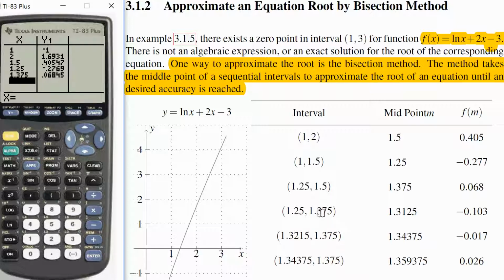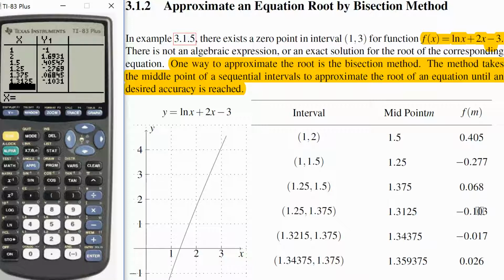And again, what you do is you choose the average of 1.25 and 1.375. Choose the average of these two points, that's the middle point. So you then have 1.3125. Okay, so you plug in 1.3125. You hit enter, you have a negative value.